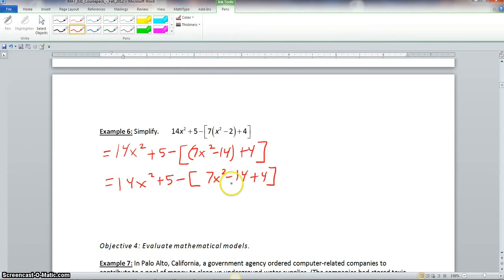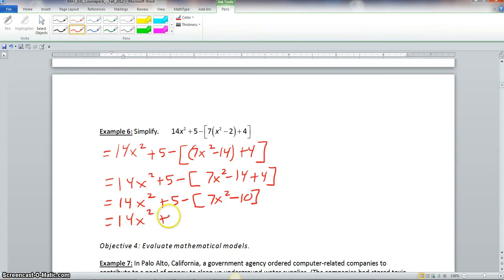Now we can combine like terms. This negative 14 and 4 we can combine. So on the outside we have 14x squared plus 5 minus. In the bracket we have 7x squared. This will give us minus 10.